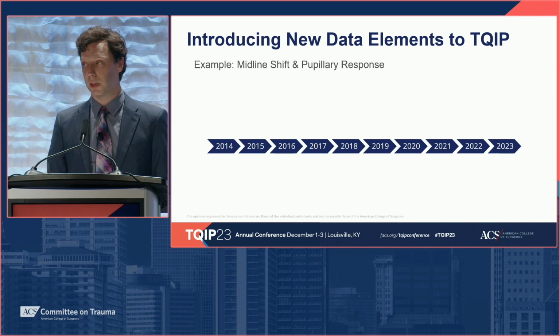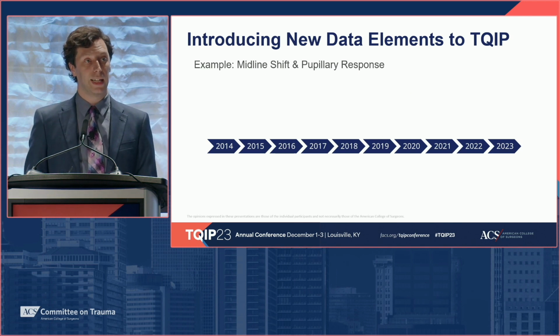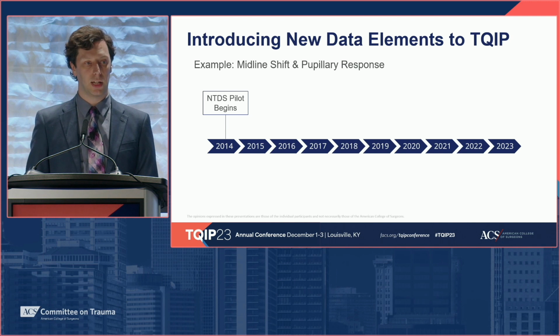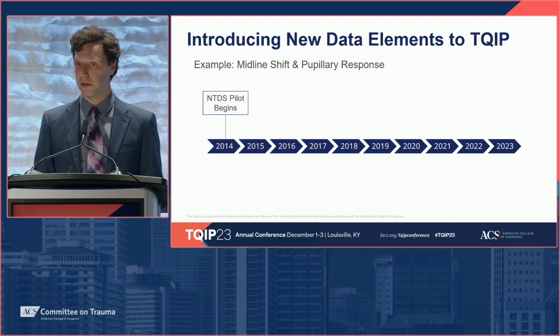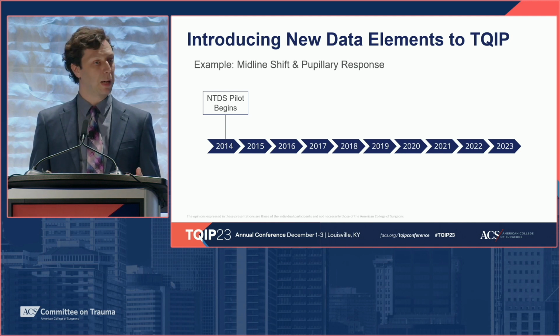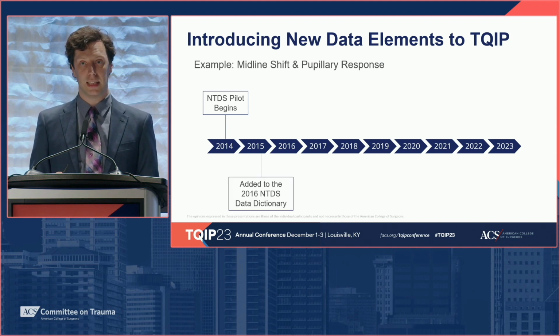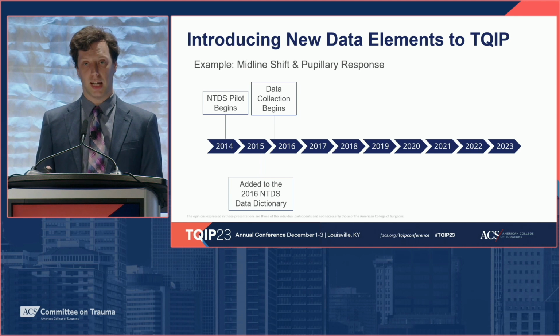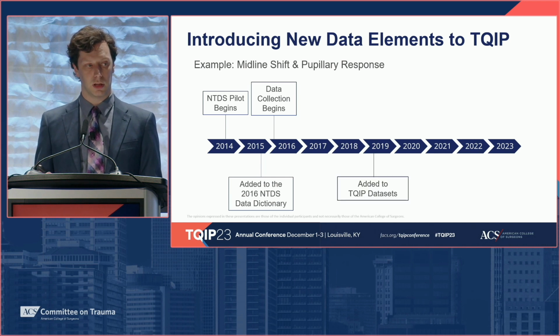We're going to go through a couple examples now. The first example is midline shift and pupillary response. So this is a variable that a pilot project began in 2014 where a few centers started collecting that data. This pilot project worked well, and so it was added to the 2016 NTDS Data Dictionary, and in January 1st, 2016, data collection began. It then took a few years before we had enough of that data that we began to add it into our TQIP data sets.